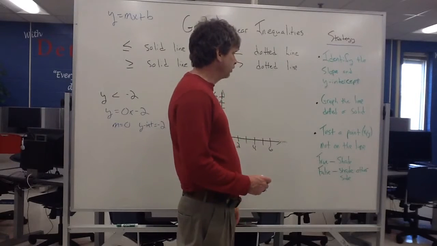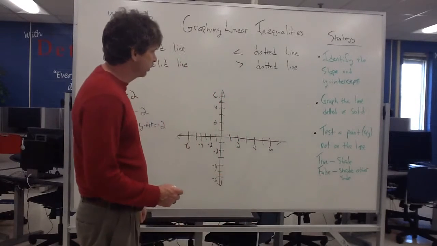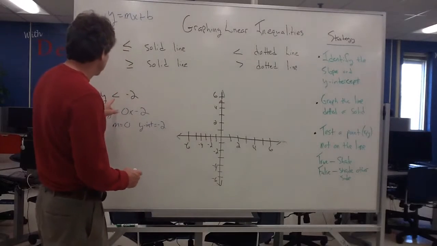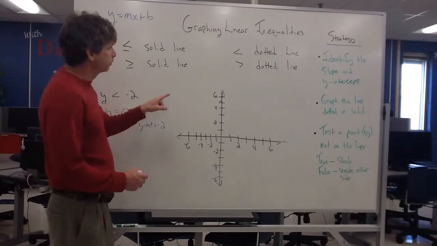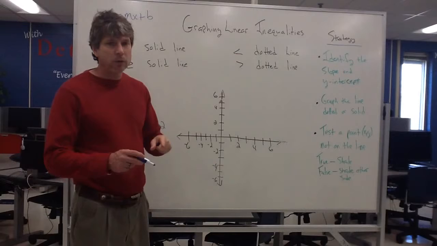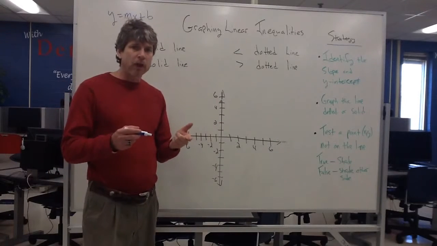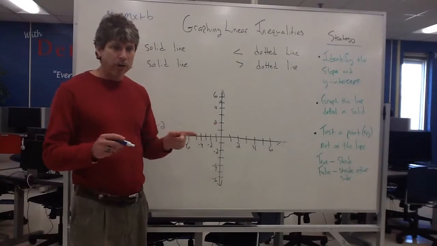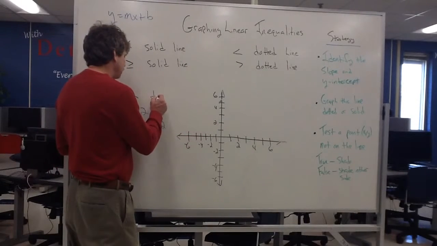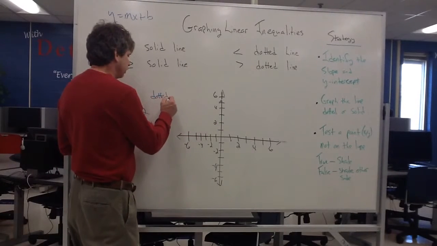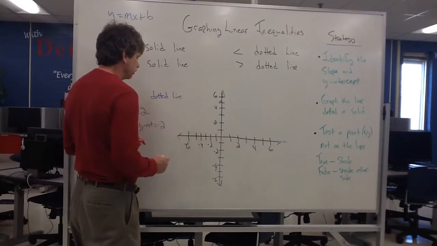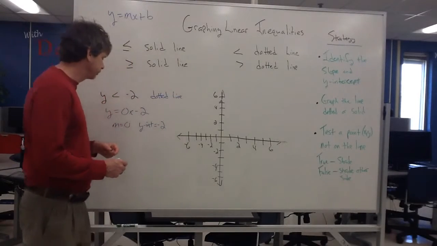Now we want to graph a line and make sure we decide whether it's dotted or solid. Since this is a less than symbol, it means we don't include the points on the line. Since we're not including the points on the line, to model that we use a dotted line. So make a little note to self, I should have a dotted line.